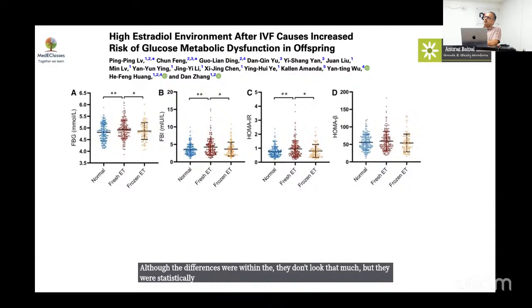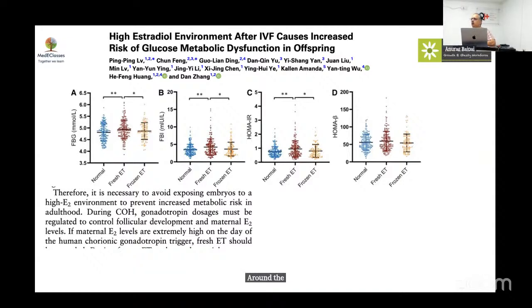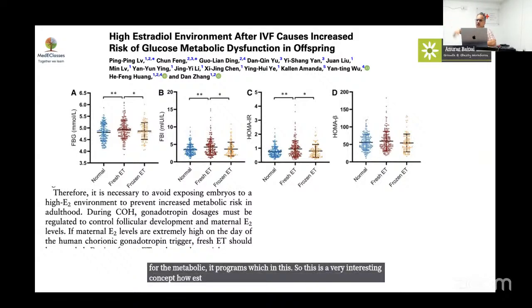And of course, this means in the long run, these are younger children, their changes occurring now, they may have an impact. So what they're really suggesting is that having a high estrogen around the time of conception may not be good for the metabolic. It programs the children. So this is a very interesting concept, how estrogen can program the child's outcome.